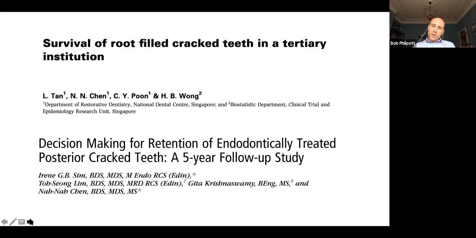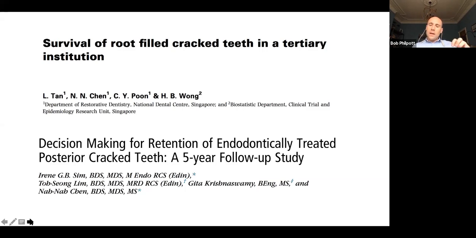But one of the things that came up over and over in the literature was, if you have a concomitant probing defect, that tooth is essentially for the bin. And you're wasting your time, I think, trying to maintain that tooth. Now, if the tooth is not root filled and you find a probing defect, you also need to put your prognosis hat on and try and say to yourself, could this be an endodontic periodontal lesion?